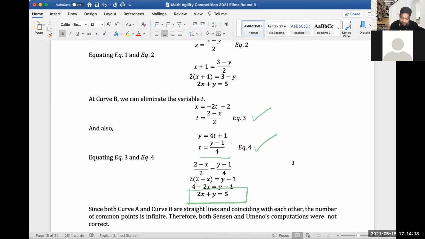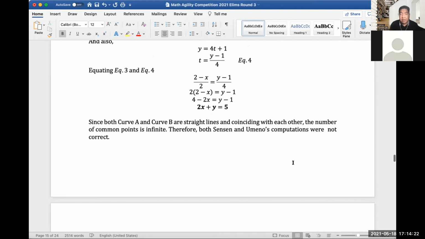Okay, so since both curves A and B are straight lines and coinciding with each other, the number of common points would be infinite. So that's the answer for letter A. And therefore, both Sensen and Omena's computations were not correct. So Sensen said there would be none, and Omena said there would be one, right? But it's infinite. So, okay, let's move to question D2.